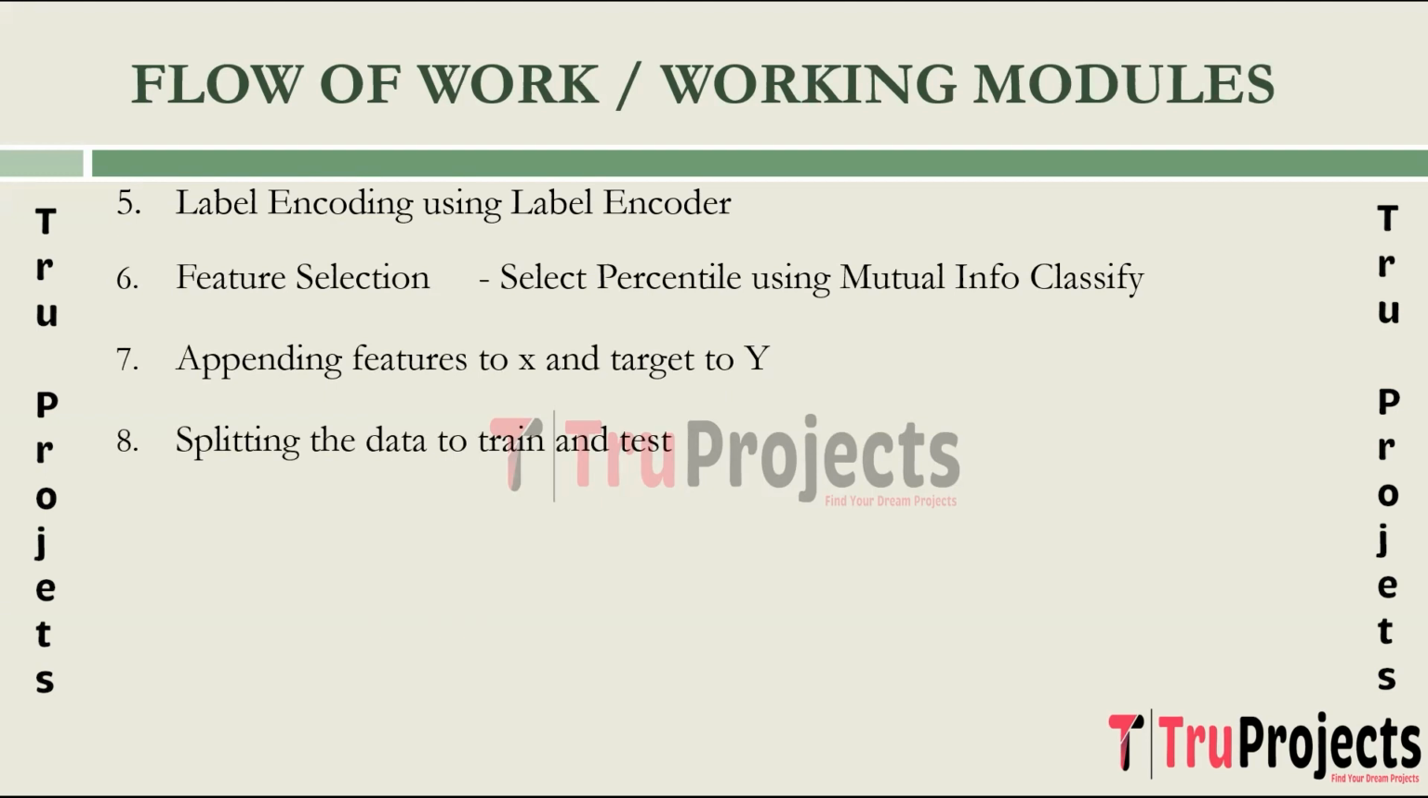Splitting the data into train and test. The dataset is divided into training and testing sets. The training set is used to train the machine learning model and the testing set is used to evaluate its performance. Building the model. In this step, deep learning models are defined and constructed.